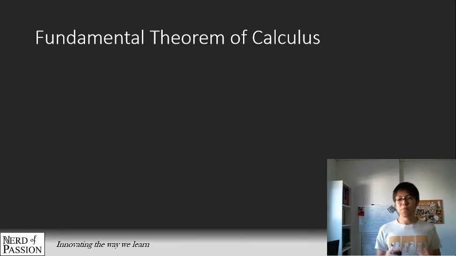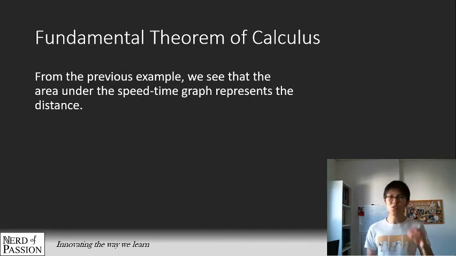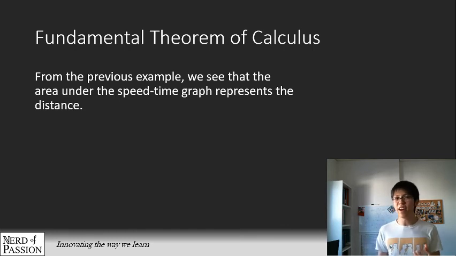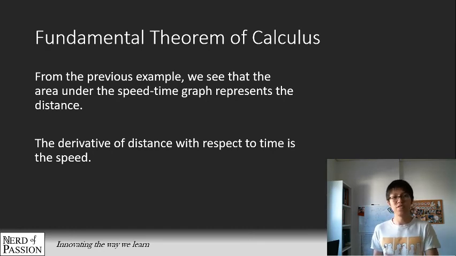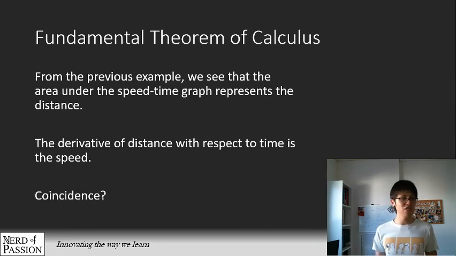Okay, so this simple example kind of shows something pretty interesting. We see that the area underneath the speed-time graph represents the distance traveled, and on the other hand, the derivative of distance with respect to time, or dx over dt, represents the speed. Okay, so is this really a coincidence? Actually, the answer is no.